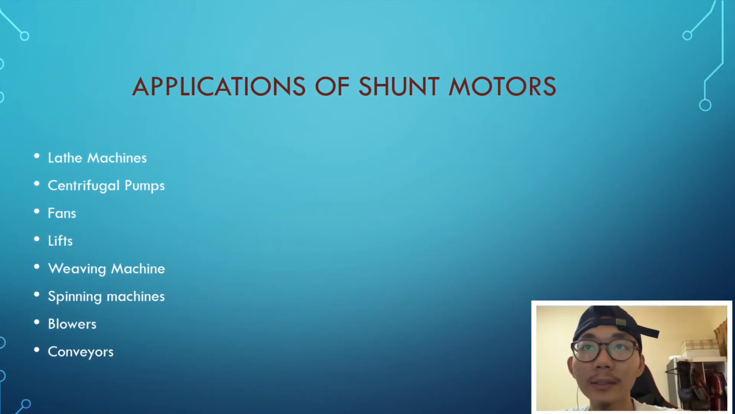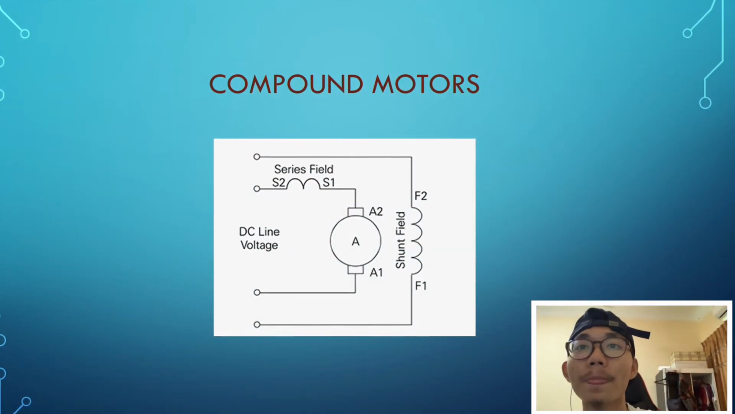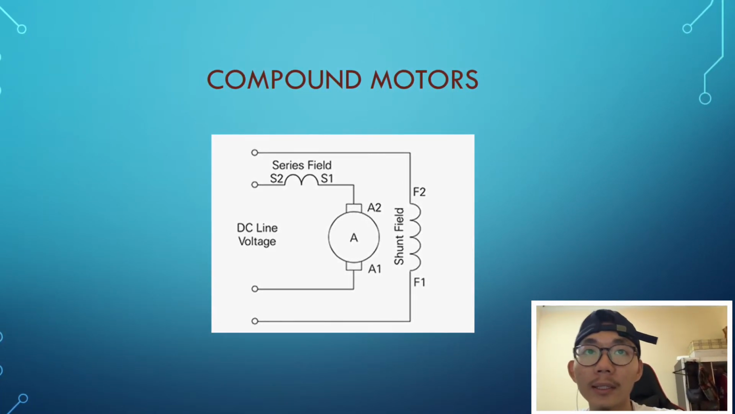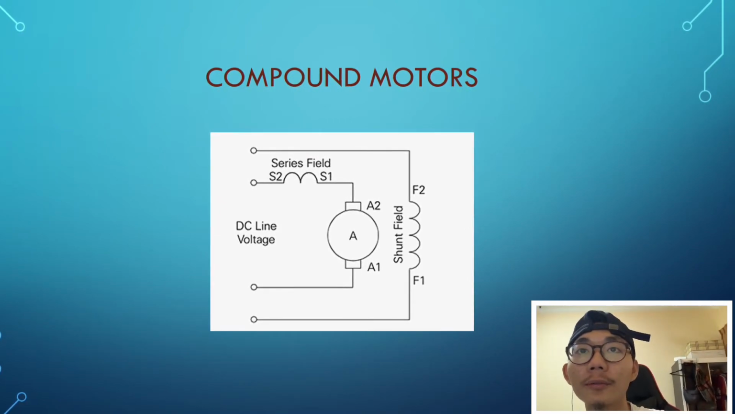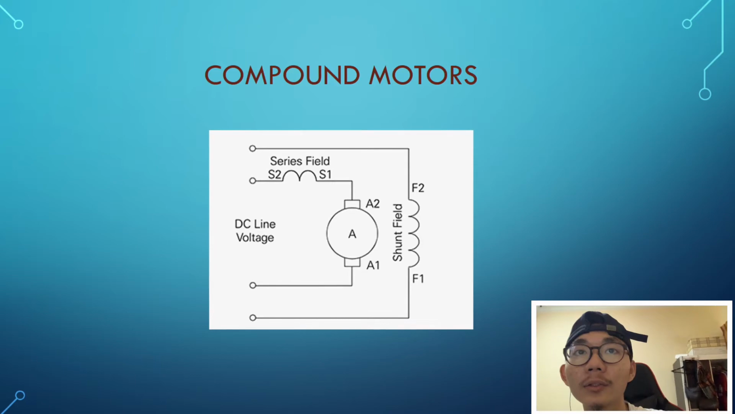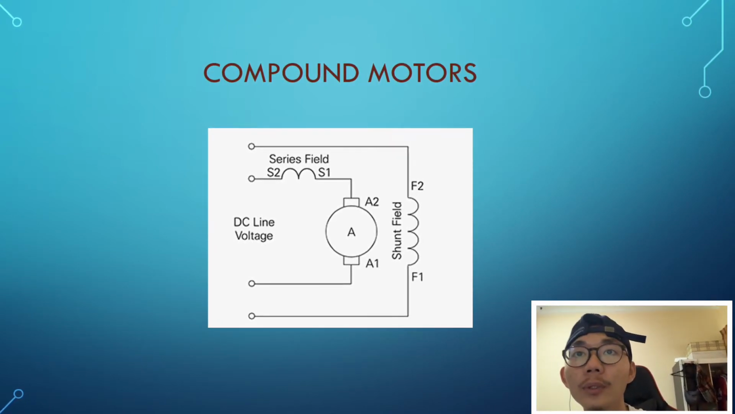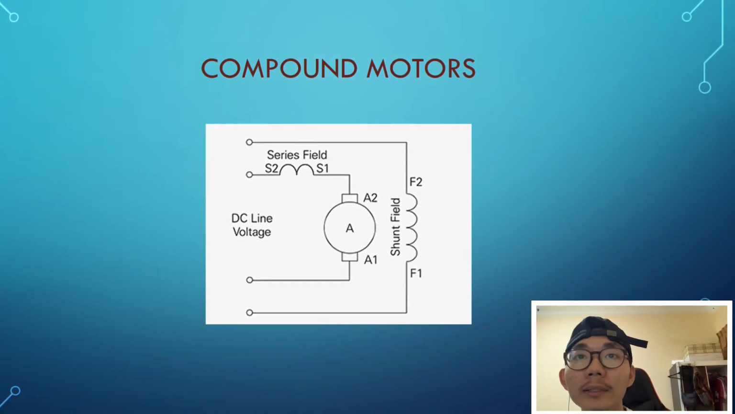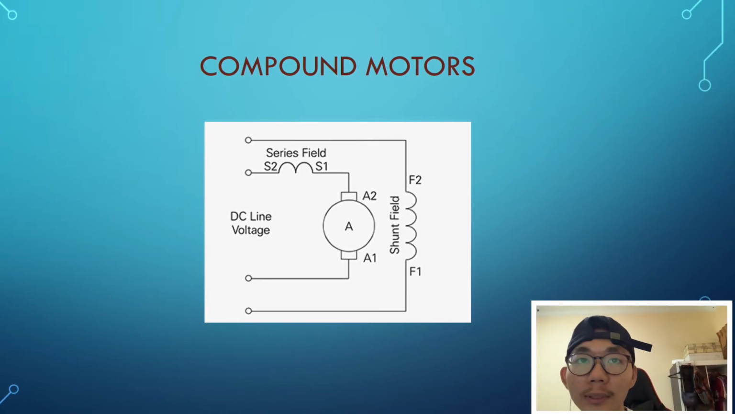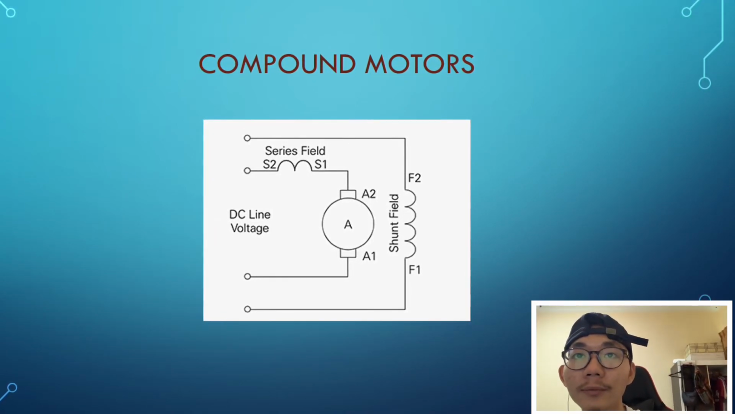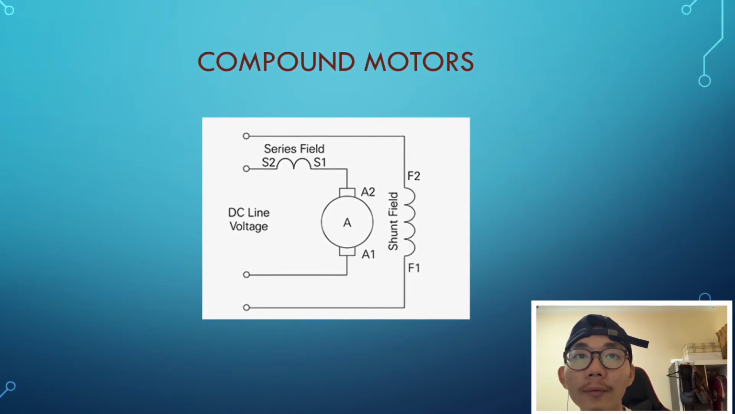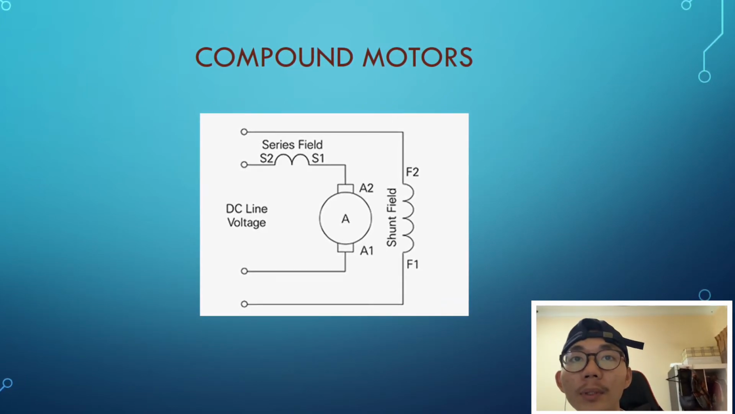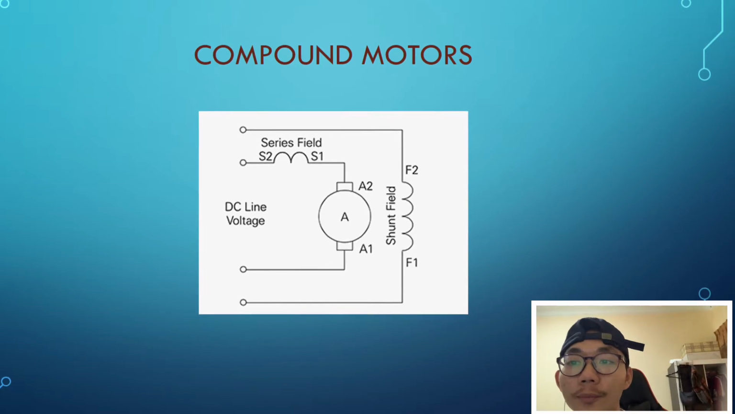And lastly is compound motor. Compound DC motor is a combination of both series and shunt motor. It consists of a series field coil, which is connected in series with the armature winding, and a shunt field coil winding, which is connected in parallel with the armature winding. Presence of both the series winding and shunt field winding gives the motor the name of compound DC motor.